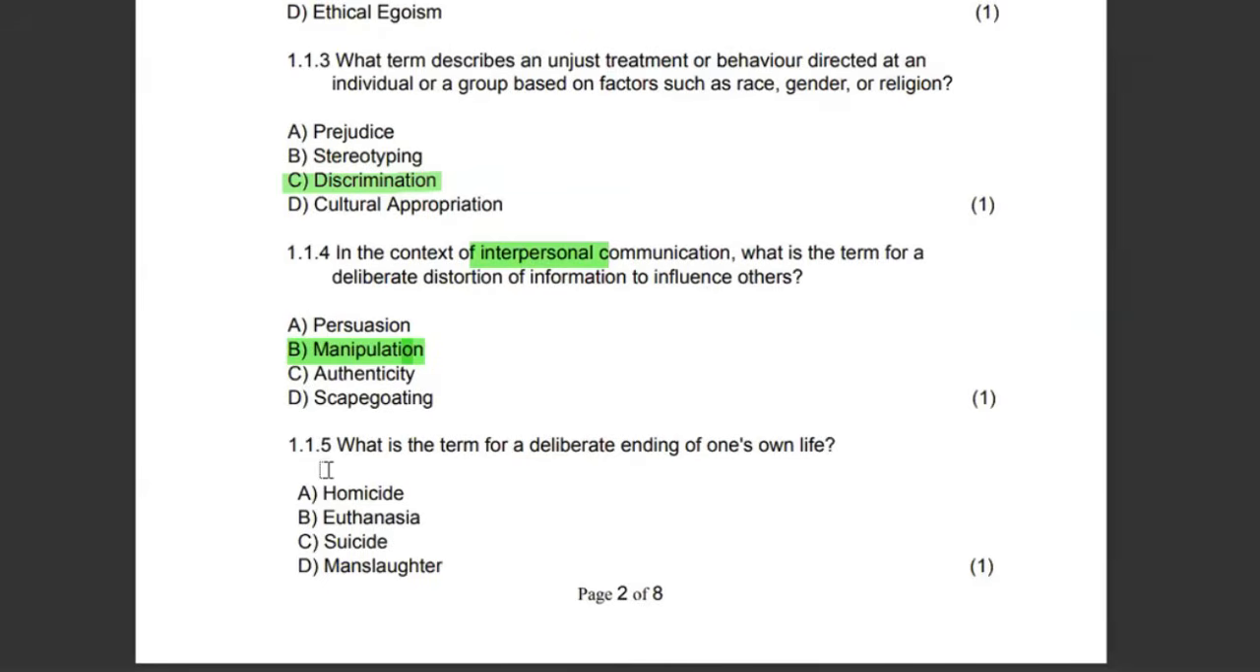1.1.5, what is the term for deliberate ending of one's life? When someone deliberately decides to end his or her life, that is known as suicide. That is the voluntary termination of one's life.